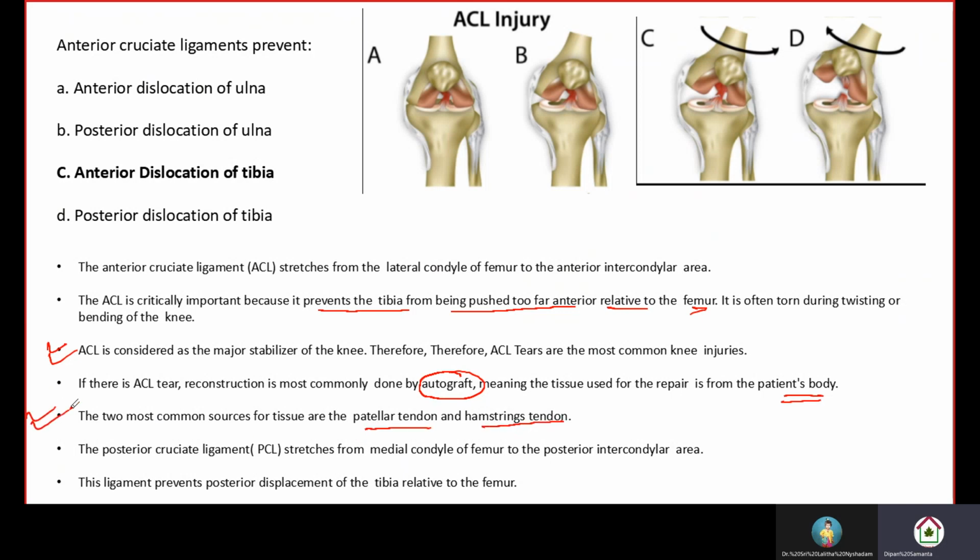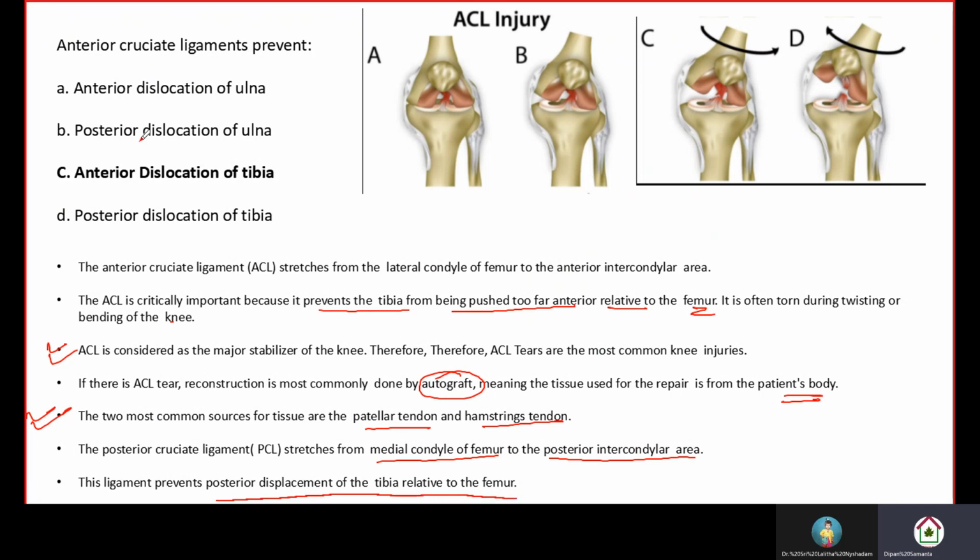So all these points are important for FMG, and questions can come from all these points as well. The posterior cruciate ligament, PCL, stretches from medial condyle of femur to the posterior intercondylar area, and the ligament prevents posterior displacement of the tibia relative to femur.